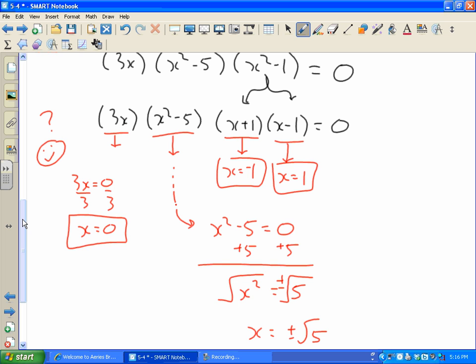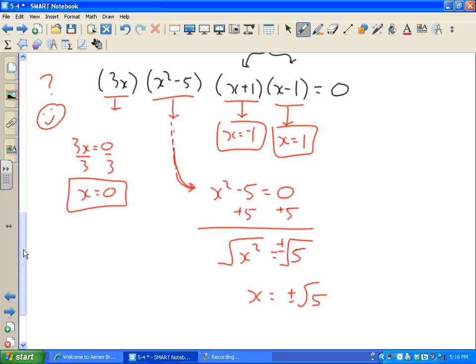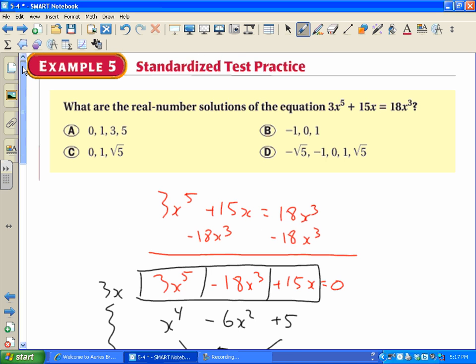Solving a quadratic equation, we've solved by square rooting here, and we've solved by factoring. Notice, in this problem, I actually have 1, 2, 3, 4, and 5 solutions, or 5 roots. Remember that at some point we're going to be graphing this. That means this graph, 3x to the 5th plus 15x minus 18x cubed equals 0, when we graph it, is going to touch at 5 locations.